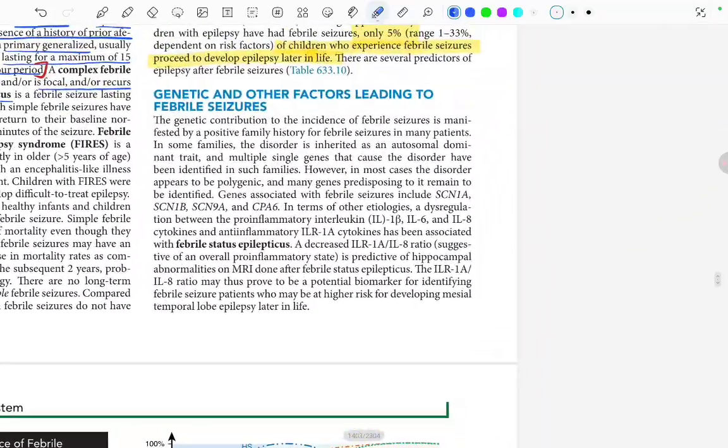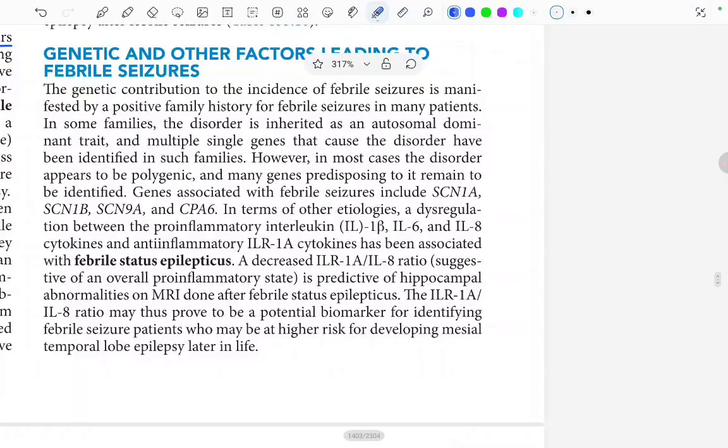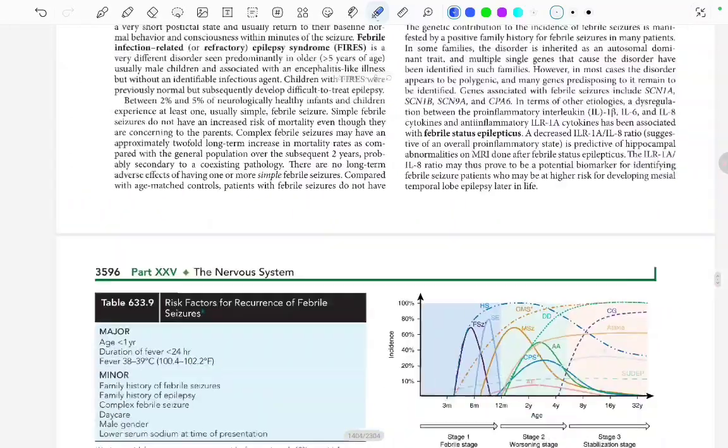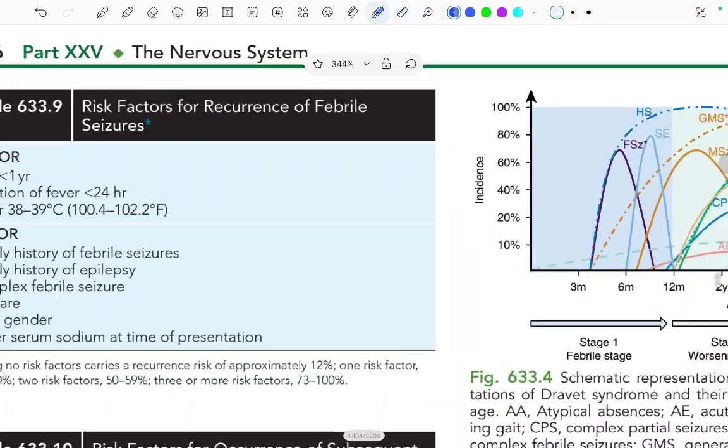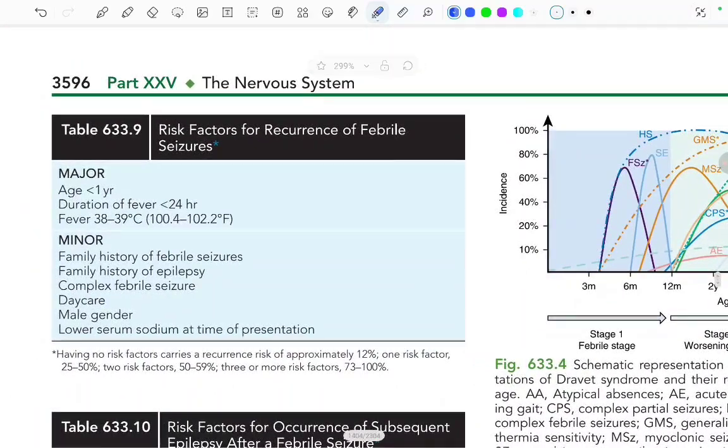So what we read in this paragraph, there are certain genes associated with the febrile seizures also. Fine. Risk factors for recurrence of febrile seizures. These are the risk factors that we should know, that in children there is higher risk of recurrence.